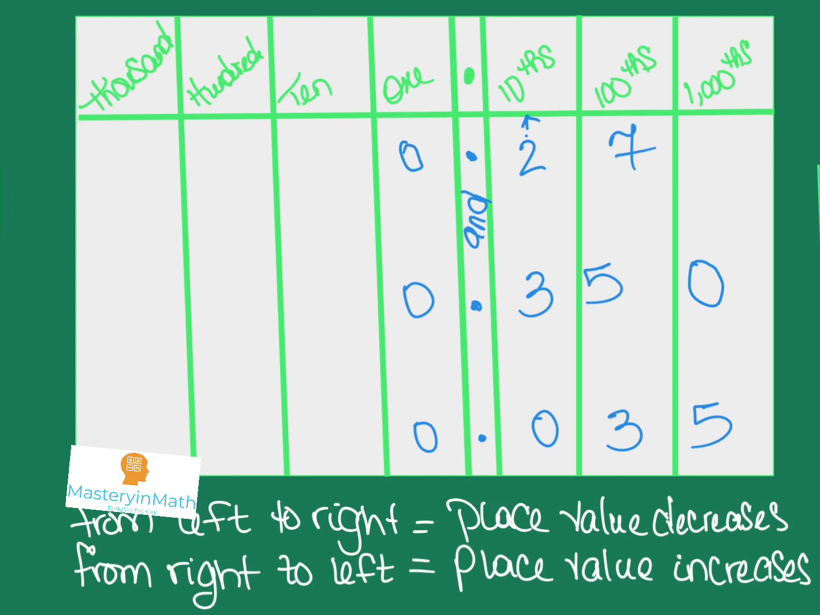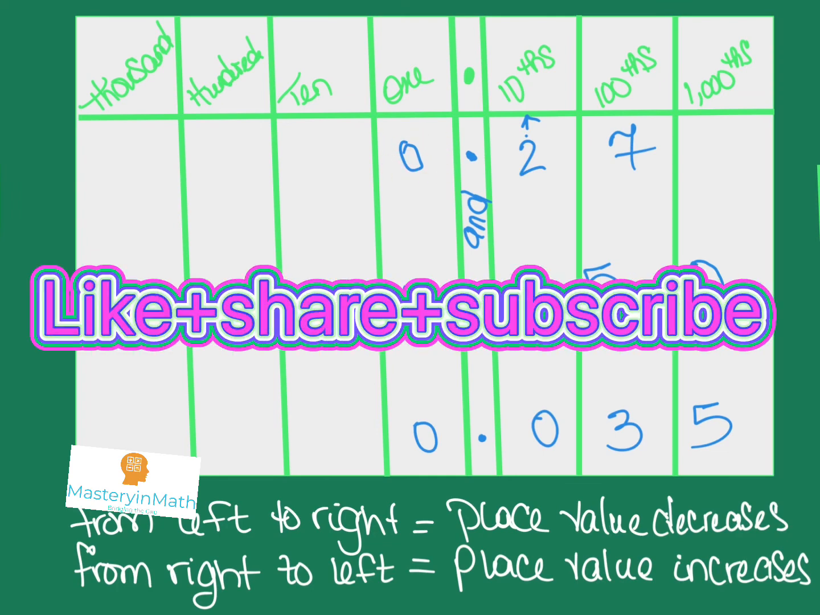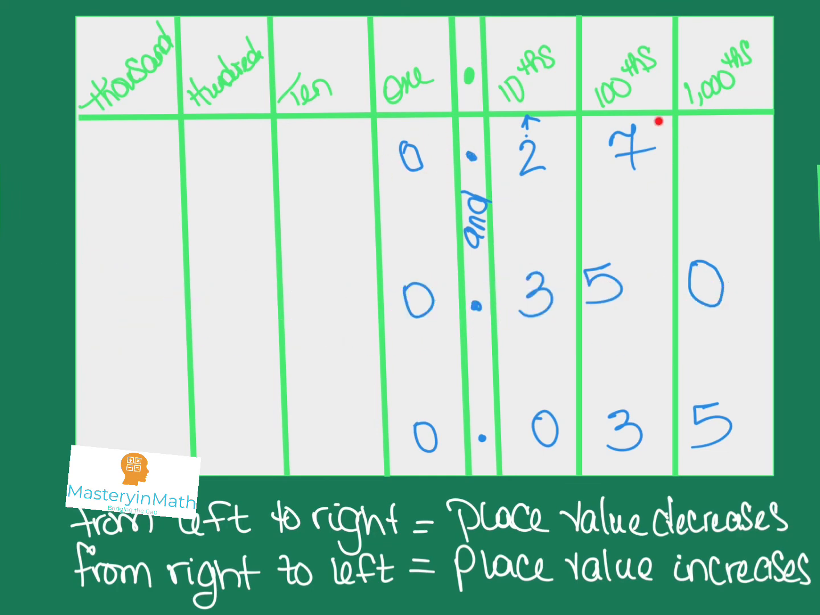So now let's look at the first one. You have 0 and 27 hundredths. Okay, the second one, you have 0 and 35 hundredths or 35 thousandths. Then you have 0 and 35 thousandths. Did I say 35 for the first one? No, it is actually 350 thousandths, because you see this number right here. If you chunk it, you will see that it's 350, not 35. That was a mistake.